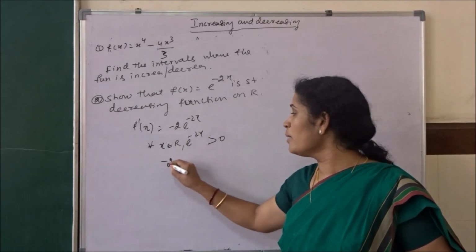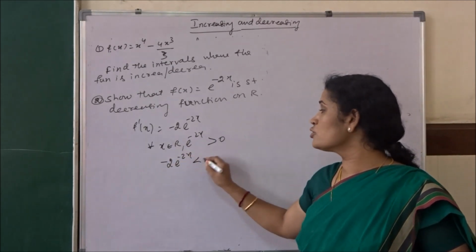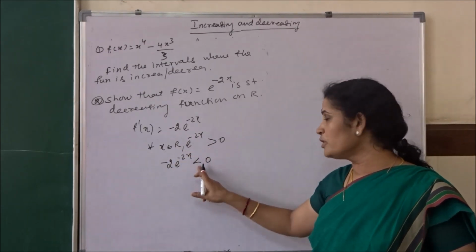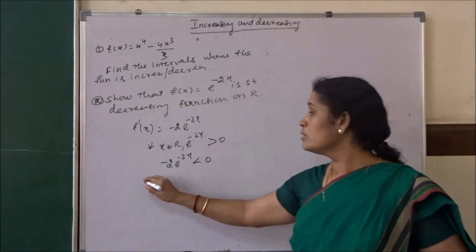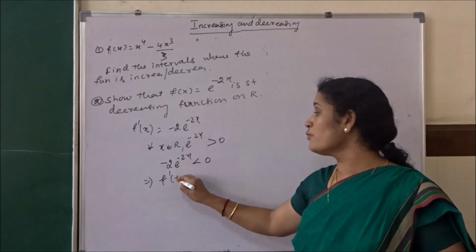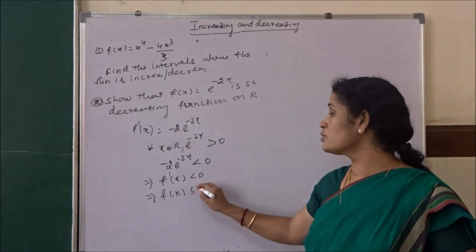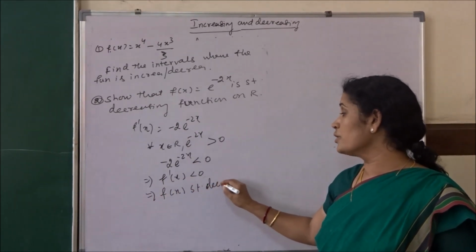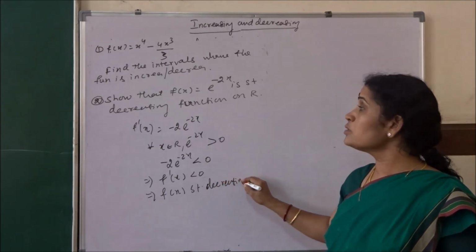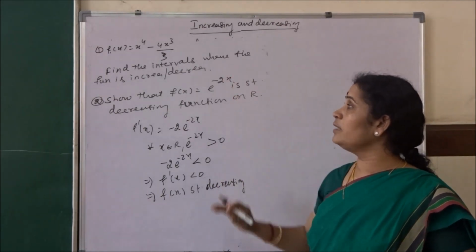Suppose I multiply both sides by minus 2, the inequality will change, and this is strictly less than 0. So we are saying f dash of x is less than 0. This implies f of x is a strictly decreasing function. Are you clear? One part is to show that, another part is to find the interval.